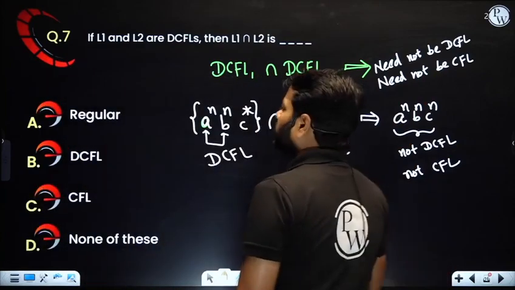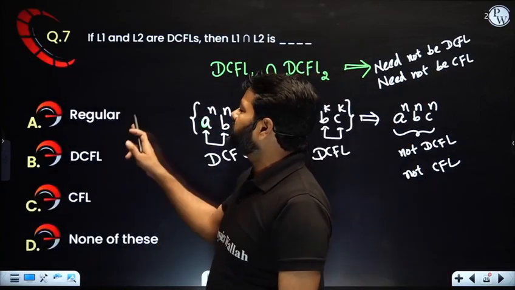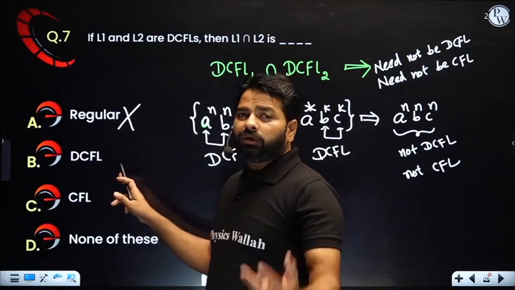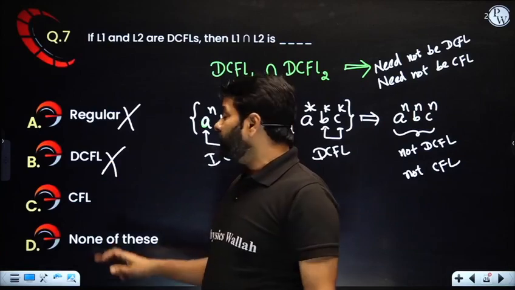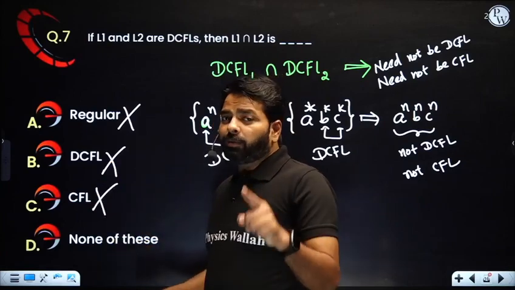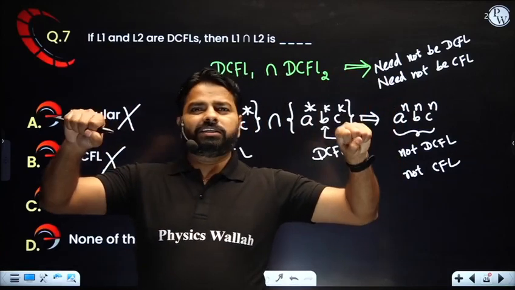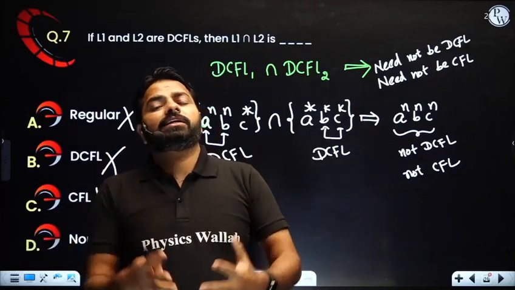Now what do you conclude? Is the intersection of two DCFLs regular? Wrong. Is the intersection of two DCFLs a DCFL? Wrong. Is the intersection of two DCFLs a CFL? Wrong. So remember this point: DCFL intersection DCFL, you may not get a DCFL too.